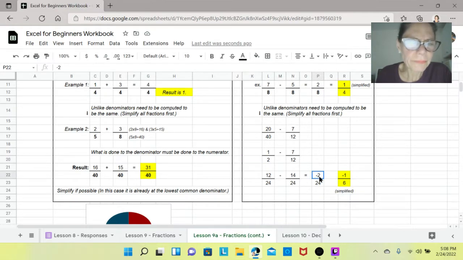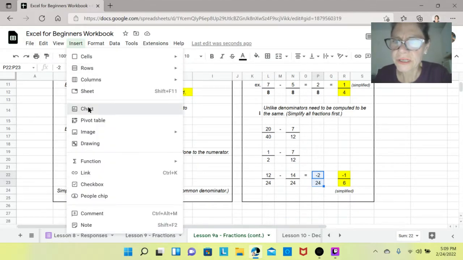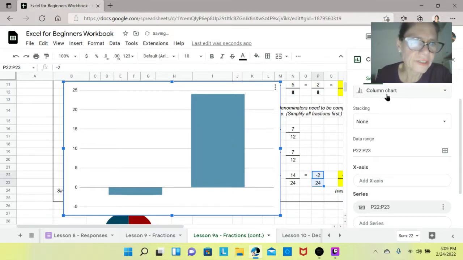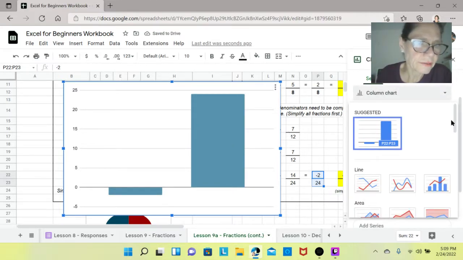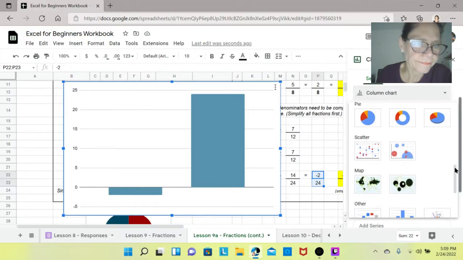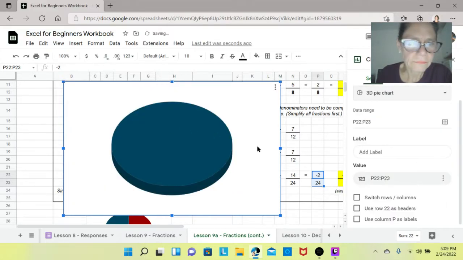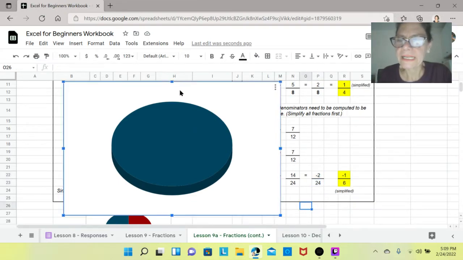And let me see what a pie chart, this is something I'm just doing right now. What would a pie chart look like if you got a minus? Insert a chart. We want it to be a pie chart. This one. That can't be right. Really? I shouldn't have made it so complicated.